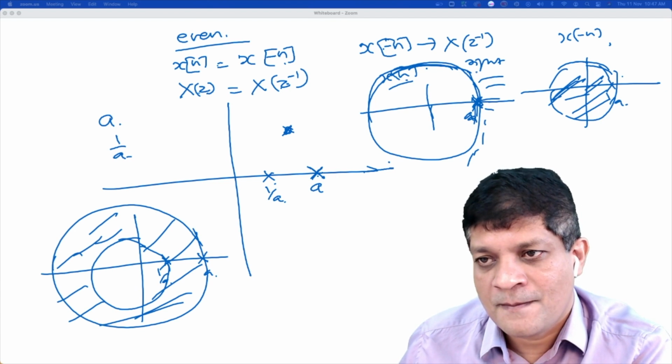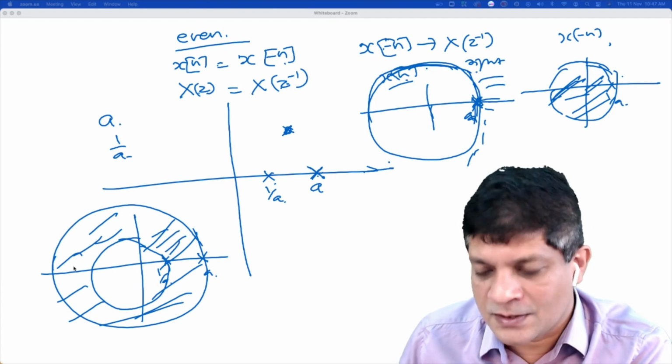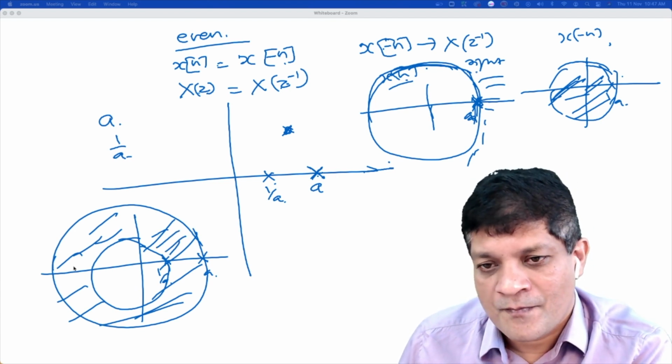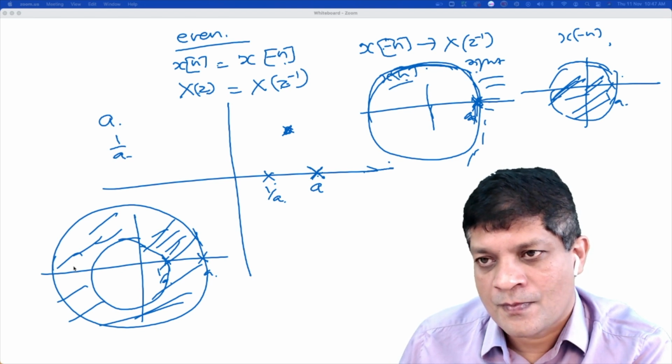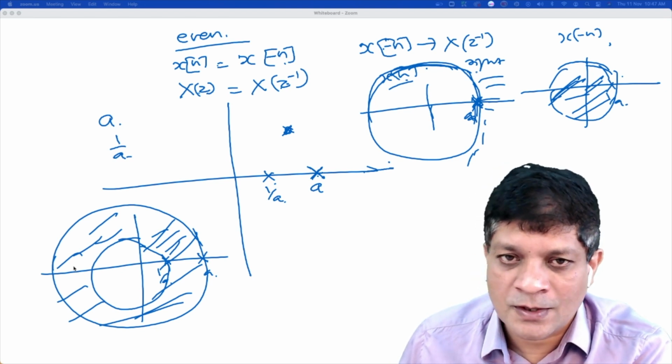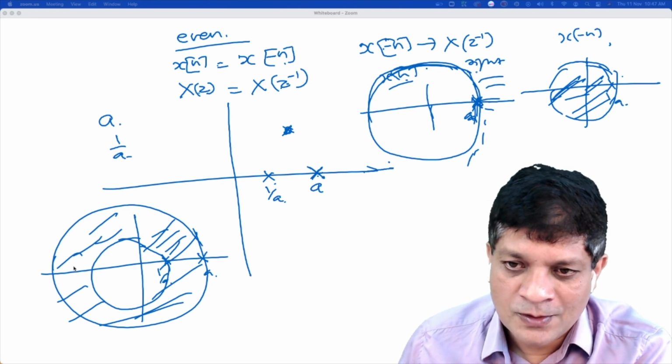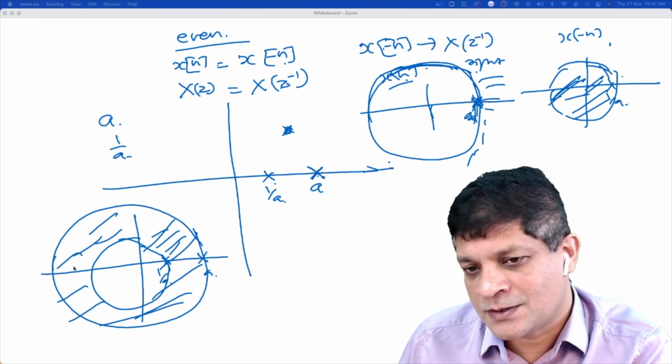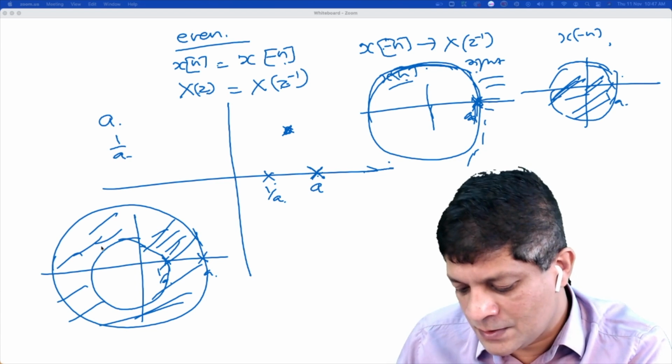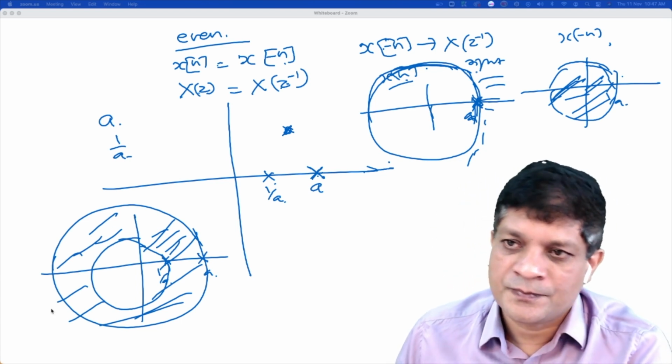Is it? ROC is in this region. It is a ring. And it depends on the even signal. Not all the even signals have this Laplace Z transform. If it converges, then it must be this ring. Okay.